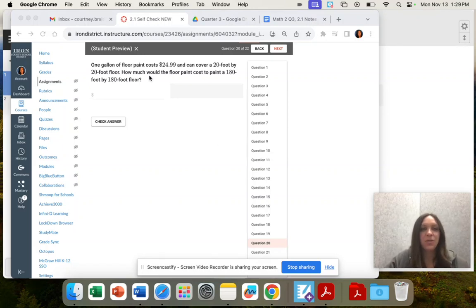Okay, question 20. 1 gallon of floor paint costs $24.99. It can cover a 20-foot by 20-foot floor. How much would the floor paint cost to paint a 180-foot by 180-foot floor?